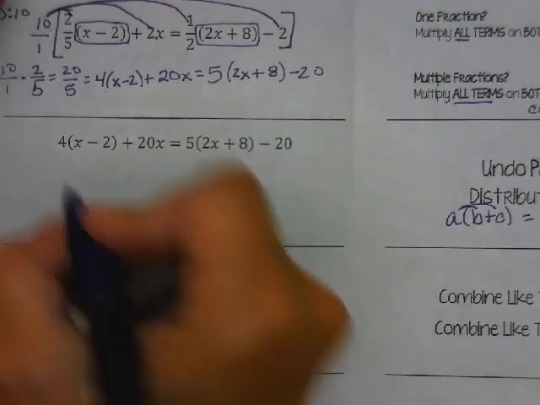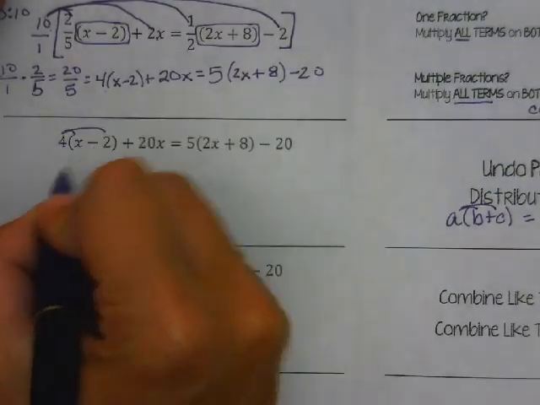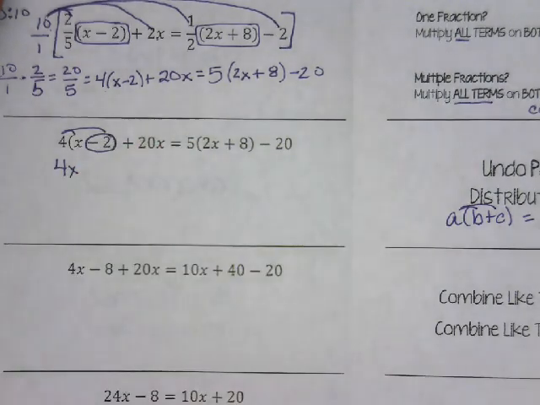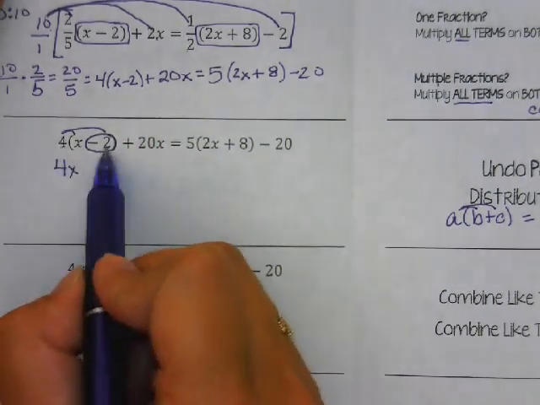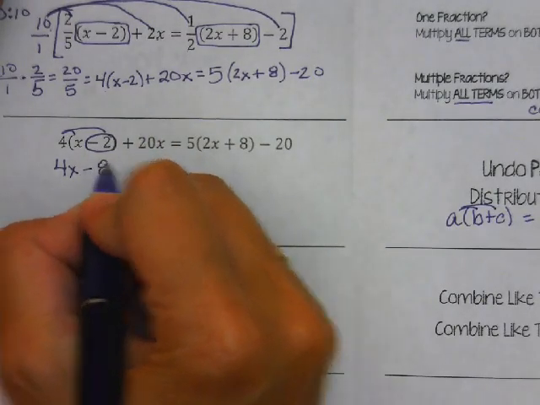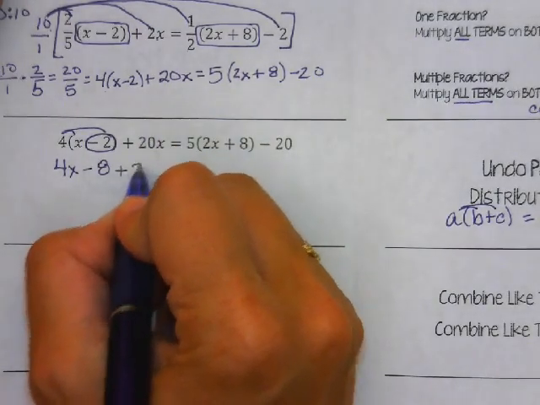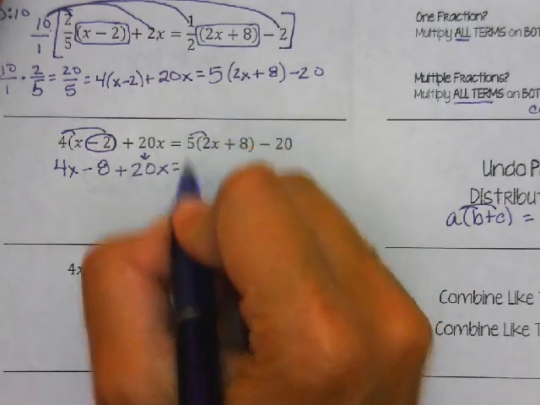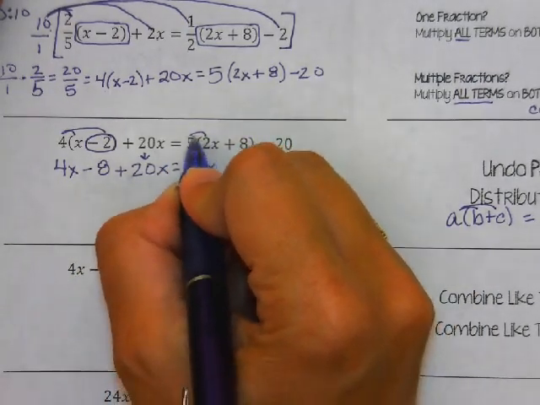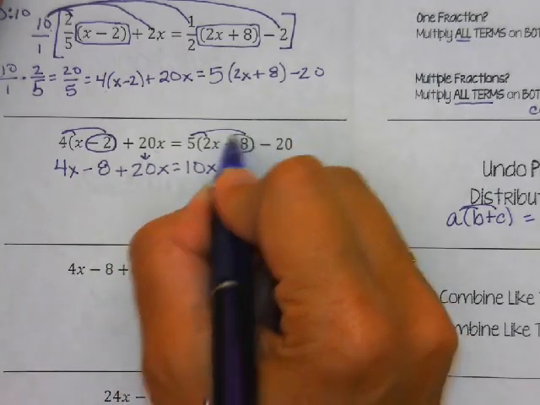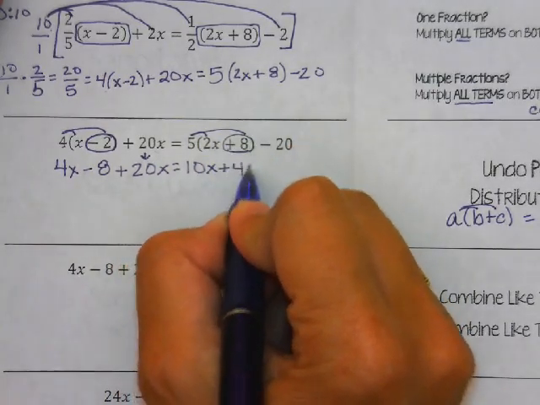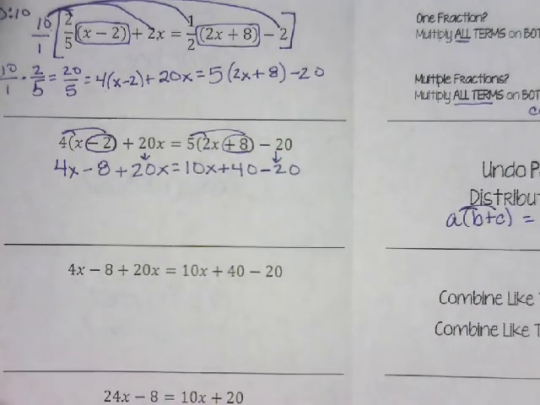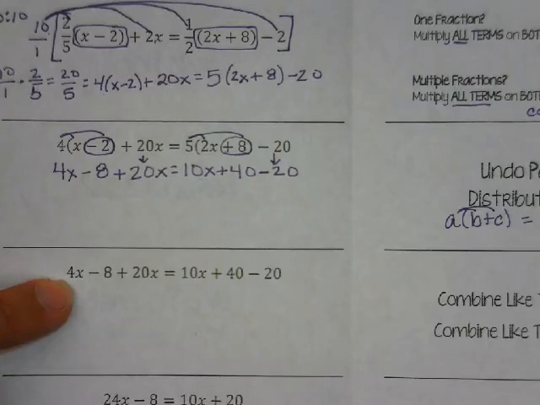So I'm going to come over here. I'm going to say 4 times x is 4x. 4, remember, this is a negative 2. The sign in front of the number goes with it. 4 times a negative 2 is a negative 8. There's no parentheses with this 20x, so we're just going to bring it down. Equals 5 times 2x is 10x. 5 times a positive 8 is a positive 40. Bring down our negative 20. And again, you'll notice that it matches here.